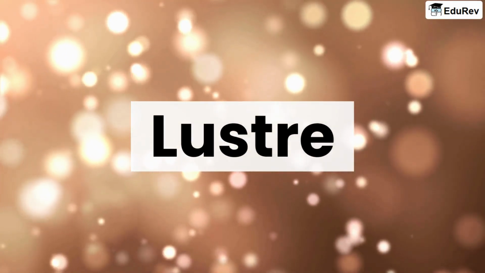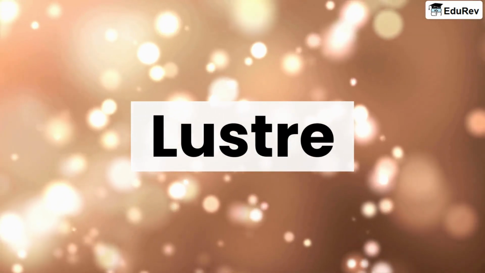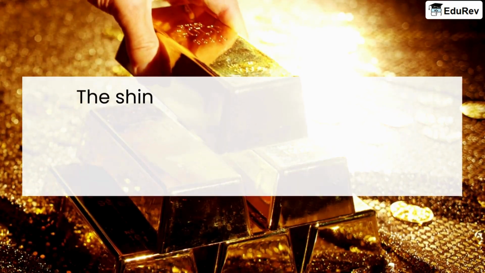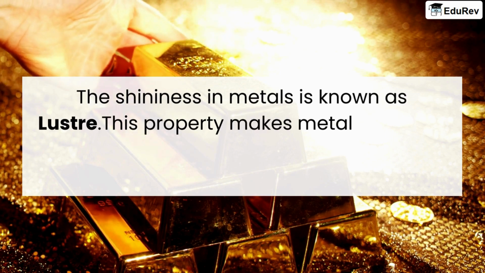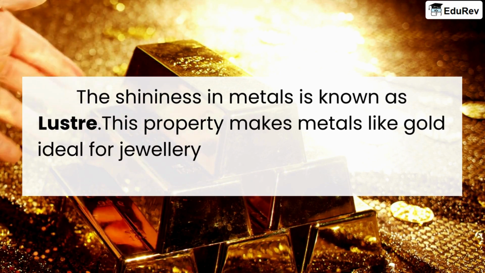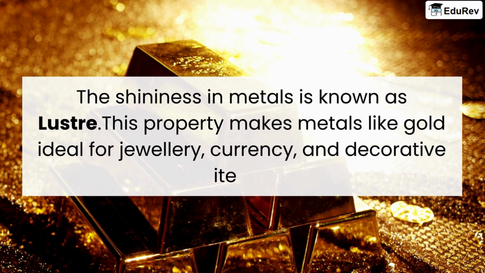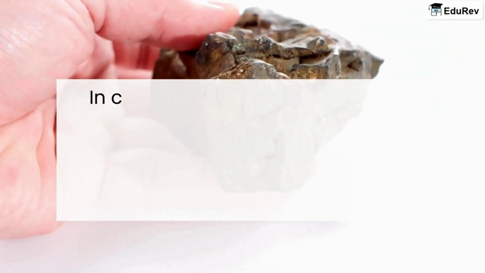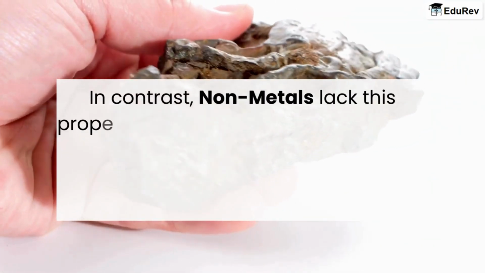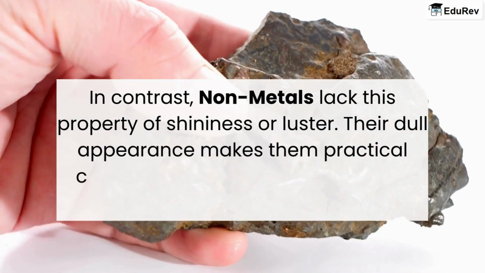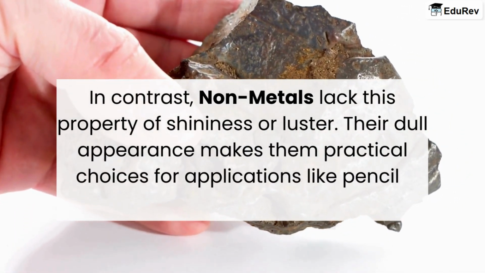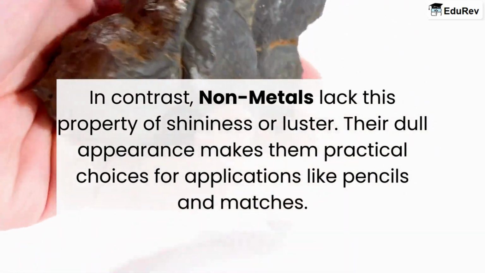Let's begin with the first physical property, that is, luster. The shininess in metals is known as luster. This property makes metals like gold ideal for jewelry, currency, and decorative items. In contrast, non-metals lack this property of shininess or luster. Their dull appearance makes them practical choices for applications like pencils and matches.